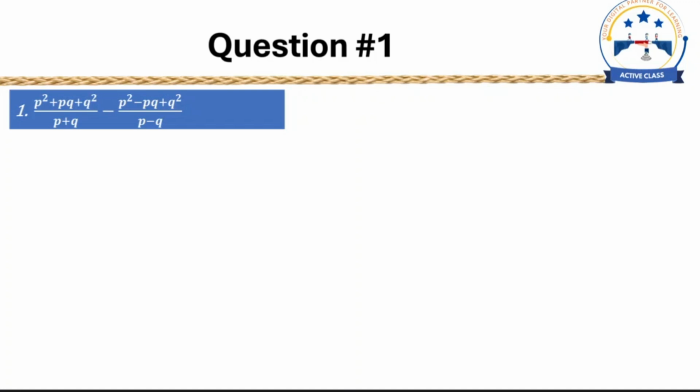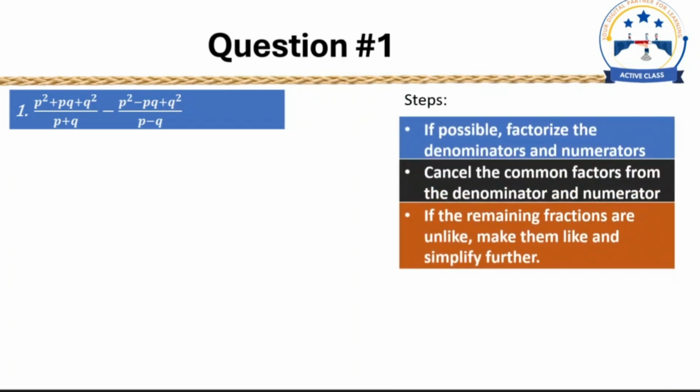In order to simplify any rational expression, we follow the 3 steps. First one, if possible, we factorize the denominators and numerators. Here in this case, the denominators and numerators are already in the simplest form. We cannot factorize them further, so the first step is not applicable.